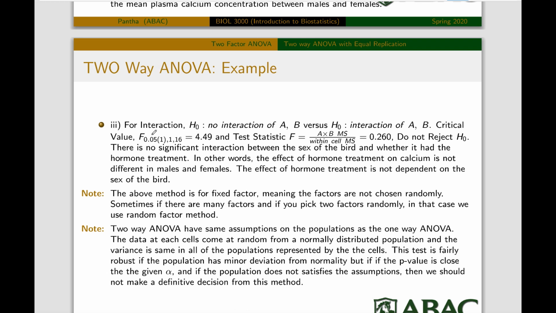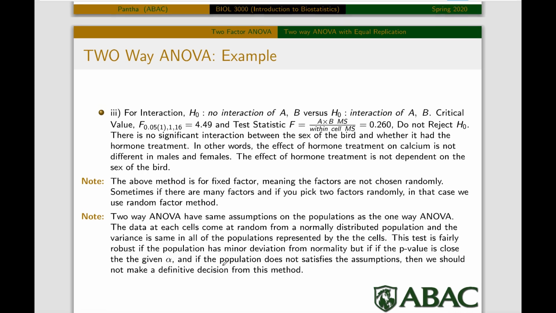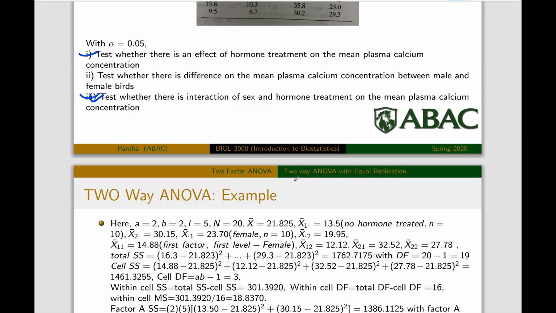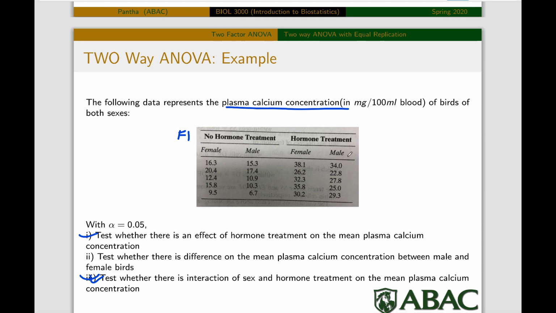So for your information, the above method is for fixed factors, meaning the factors are not chosen randomly. Sometimes if there are many factors and you pick 2 factors randomly, in that case we use the random factor method. So what do we mean by fixed factor? There are just 2 factors and you are just picking those 2, right? Under the no hormone treatment and hormone treatment, there were just 2 levels, you pick those. And under male and female, there were just 2 labels, and you just pick those.